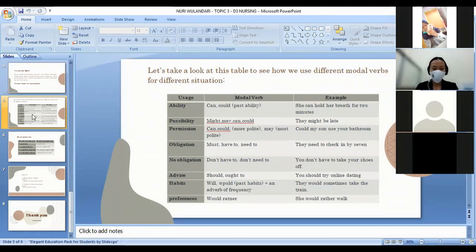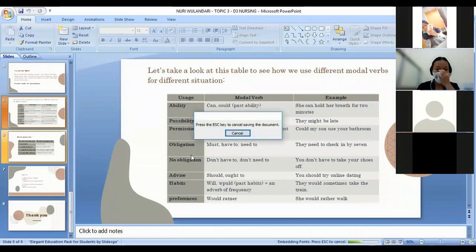Let's take a look at this table to see how we use different modal verbs for different situations. Usage: ability. Modal verbs: can, could. Example: she can hold her breath for 2 minutes. Usage: possibility. Modal verbs: might, can, could. Example: they might be late.